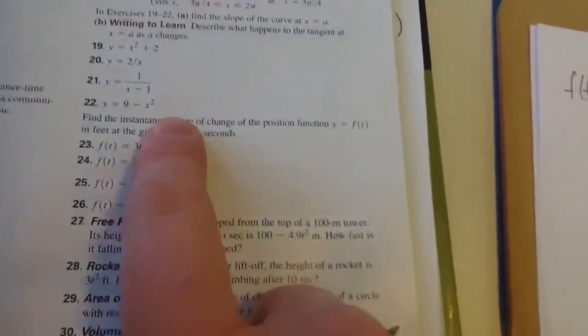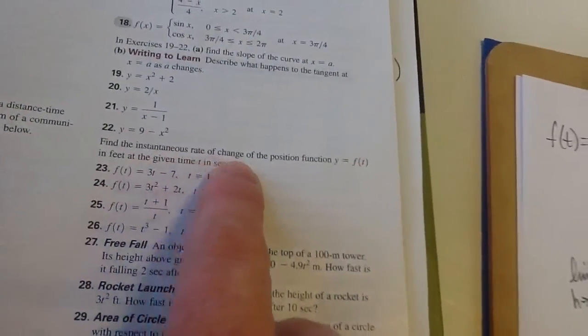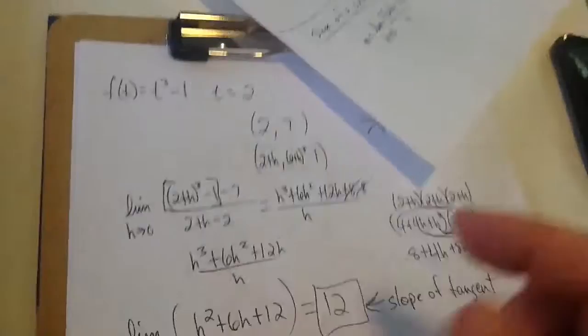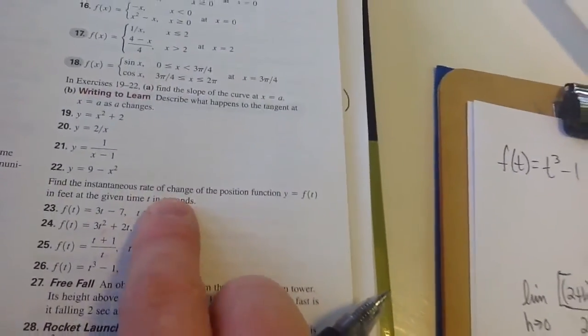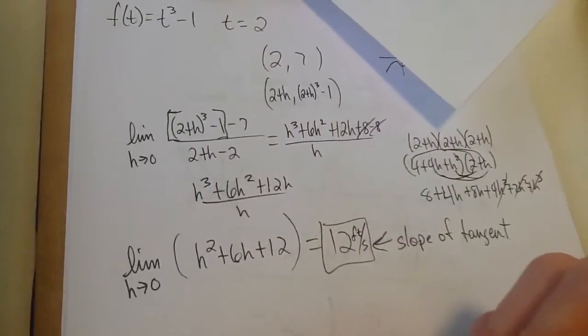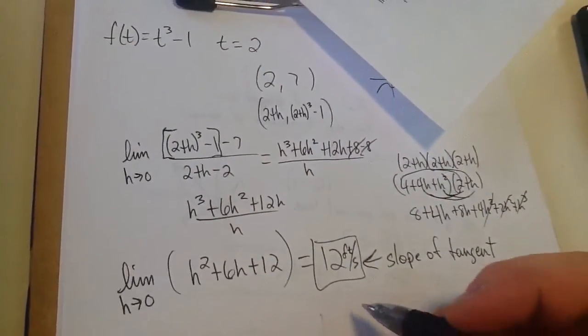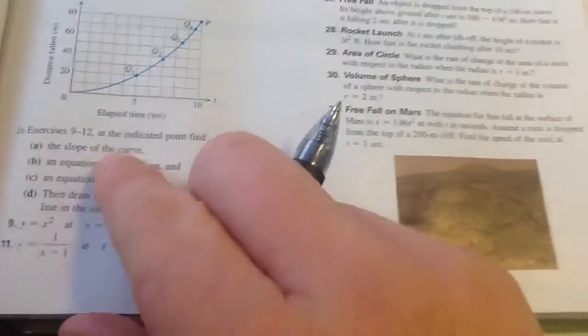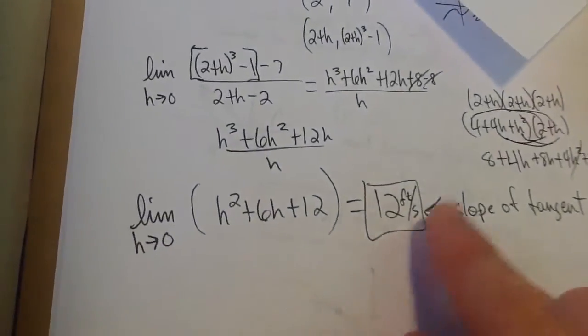So on this one, if I was just doing this problem, find the instantaneous rate of change in feet at the given time t, I'm done. It's right there. That's my instantaneous rate of change. And in this case, t was in seconds and it was in feet, so that would be feet per second. If I was doing one of these, I would be done. That's the slope of the curve at that point.